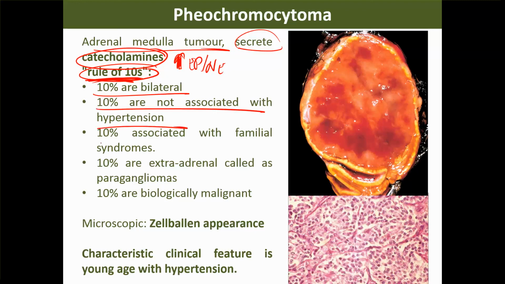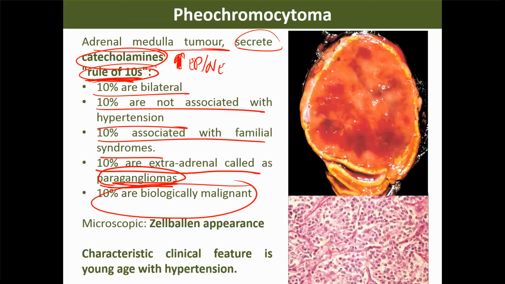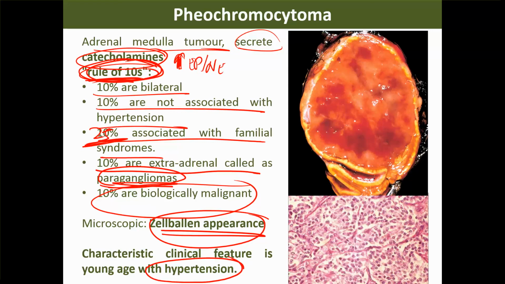10% are associated with hypertension, 10% are familial, 10% are extra-adrenal, which means this tumor can arise apart from the adrenal medulla. It can be seen in the paravertebral region or in the carotid sheath, and that is called paraganglioma. 10% are biologically malignant. Microscopically they have a cell ball appearance. This rule of 10 is not applicable now, because now they say 25% are associated with familial syndromes.